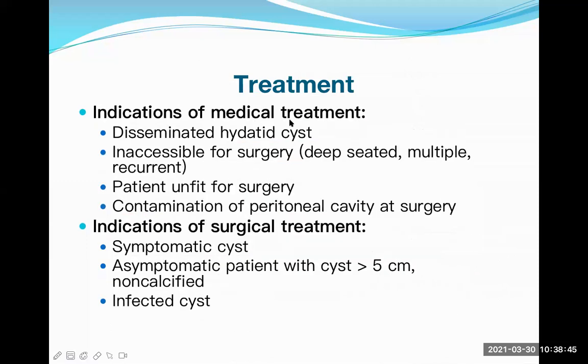Now, what are the indications for medical and surgical management? Let's talk about it. Indications for medical management would be disseminated hydatid cyst. It is spread in that area. If it is inaccessible for surgery, like very deep-seated, if it is multiple, and if it is recurrent. Recurrent is difficult for surgery. How many times can you go for surgery? Surgery is a difficult one. Or if patients are unfit for surgery.